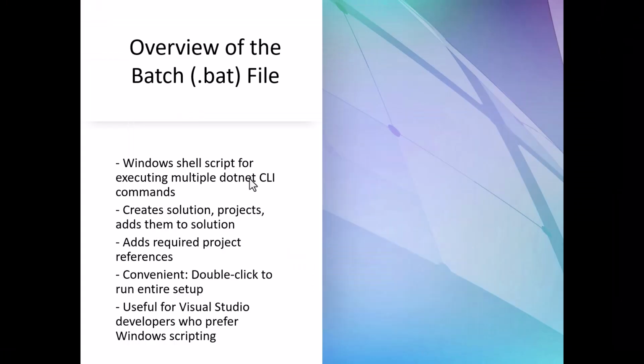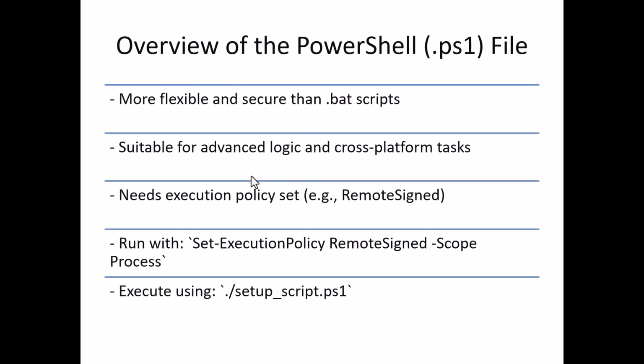All right. So let's see the overview of the PowerShell script. The PowerShell script does exactly the same thing, but it is understandably more flexible and secure. It is more secure than batch scripts, suitable for advanced logic and cross-platform tasks, and needs the execution policy set. Now, what does RemoteSigned mean? I will show you. Set-ExecutionPolicy RemoteSigned means that if you are downloading a script from the internet, then with RemoteSigned it doesn't require a digital signature appended to it. And scope is Process, and then execute, which you have already seen.